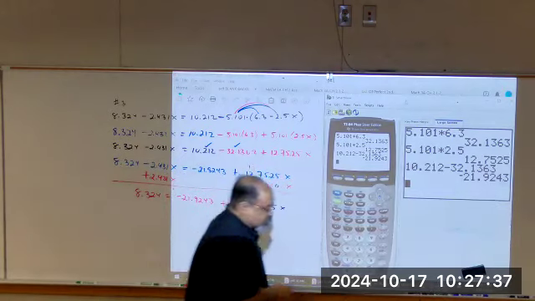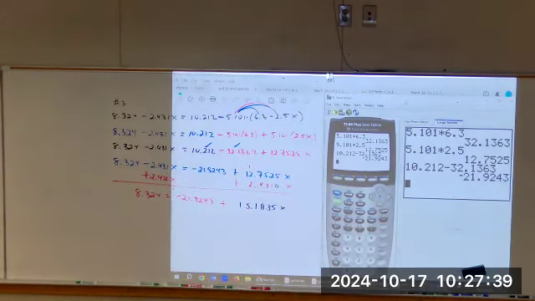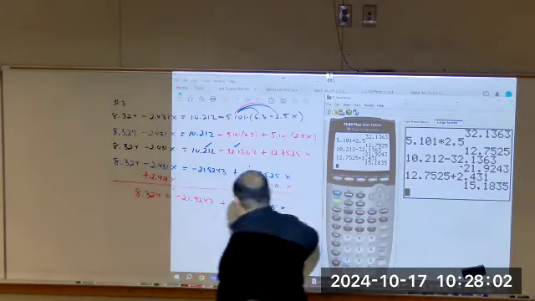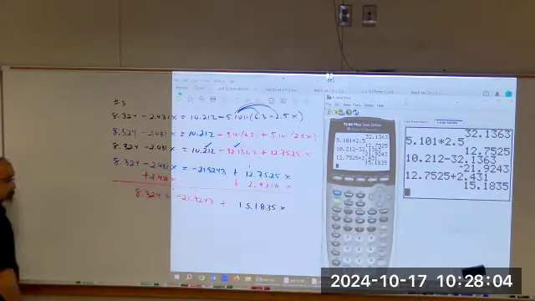And if you have reservations about it, you just go 12.7525 and you add your 2.431. 15.1835. But remember, it's the x. Bring the variable down. That's what you're solving for.